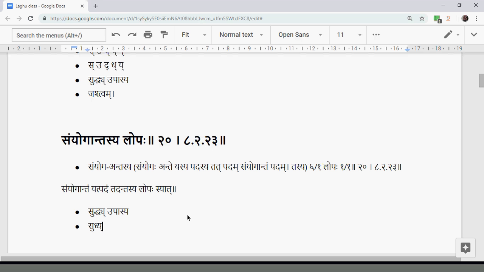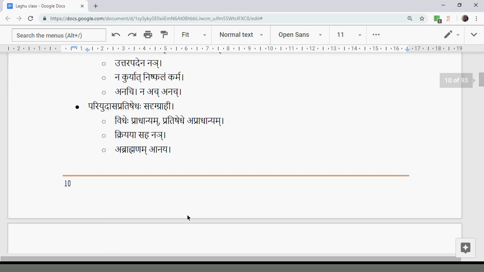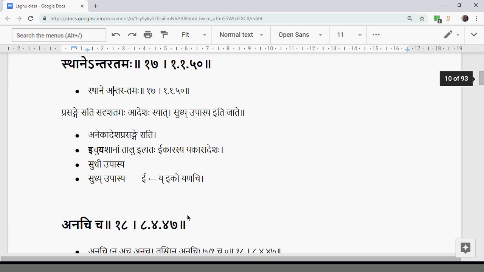In this sudhya, this pada, what do you have? Su, and then dhya. Sorry, sud, dha. And here, what is sanyoga now? This entire thing is sanyoga. What is sanyoga? We have seen in the earlier sutra, halonantara sanyoga.